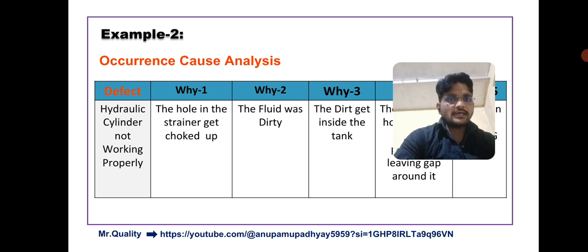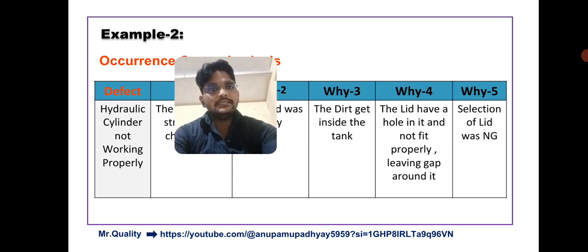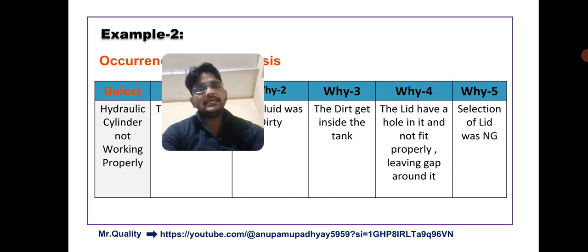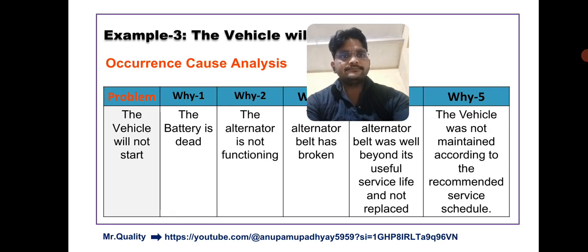The defect is hydraulic cylinder not working properly, and first why is the hole in the strainer got choked up. Why strainer hole got choked up? Answer is fluid was dirty. Why fluid was dirty? The dirt got inside the tank. Why dirt got inside the tank? The lid has a hole in it and does not fit properly, leaving a gap around it. That answer is selection of lid was NG. This is the root cause.